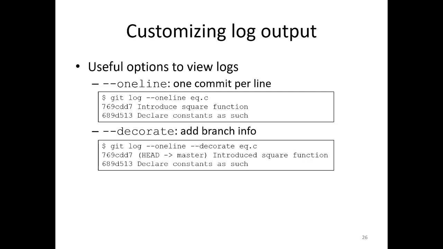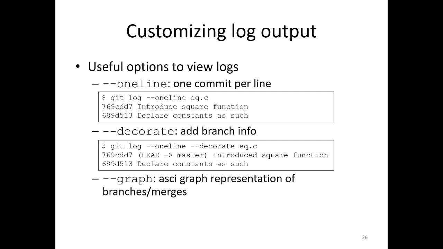You can also use --decorate, and then you get branch info. We'll go into branches later on, but just remember the --decorate. Another useful one is --graph, which basically gives you an ASCII graph representation of branches and merges, again to be discussed later. And it works for directories and the whole repository, as any git log command.